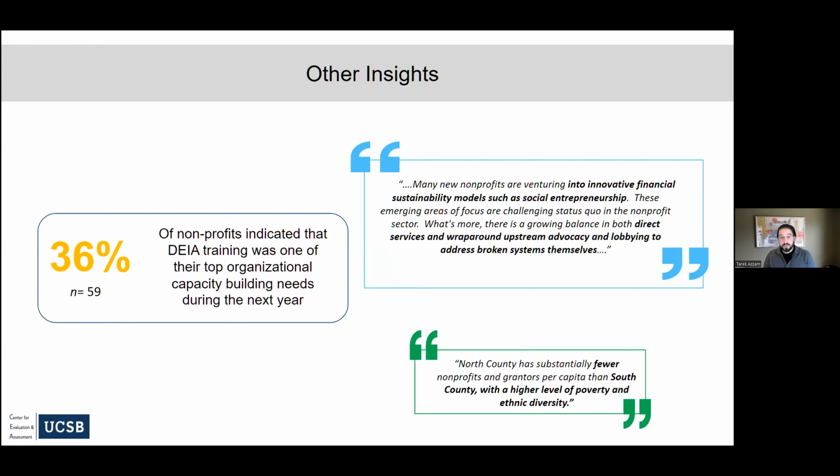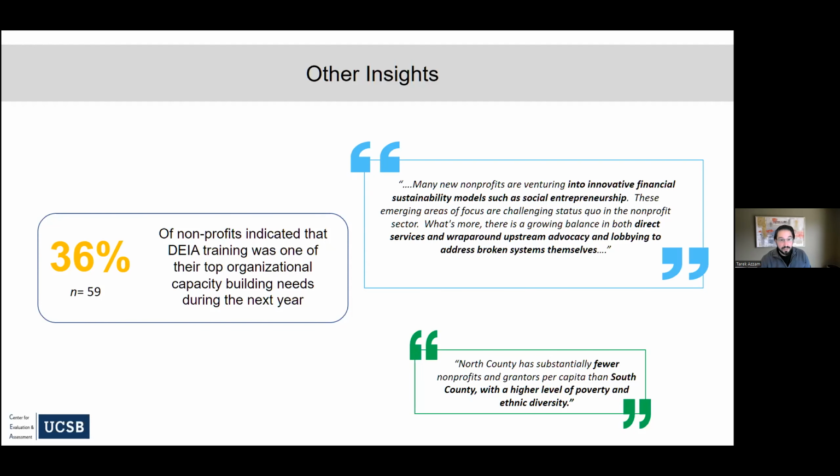And then one of the other quotes, and I don't think anyone's going to be surprised by this, is the observation made as it relates to equity that North County has substantially fewer nonprofits and grantors per capita than South County, with the assumption that North County has a higher level of poverty and more ethnic diversity embedded in it. I don't think anyone here was necessarily surprised by that observation. One of the things we were really interested in in our own study was to show how that's happening. For those that completed the survey, you saw the map, and I'm going to share the map in a second.